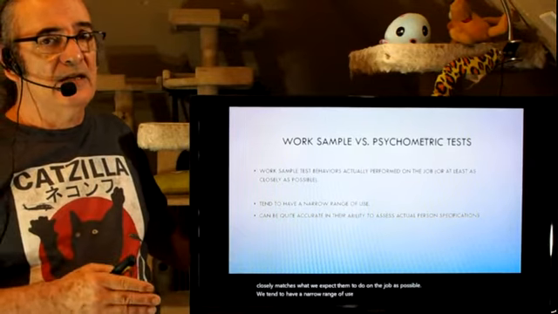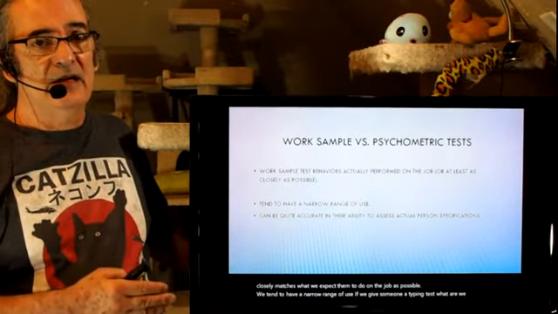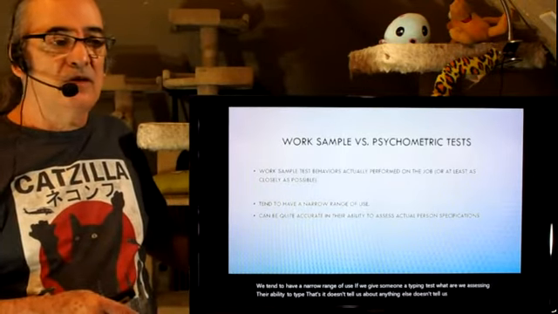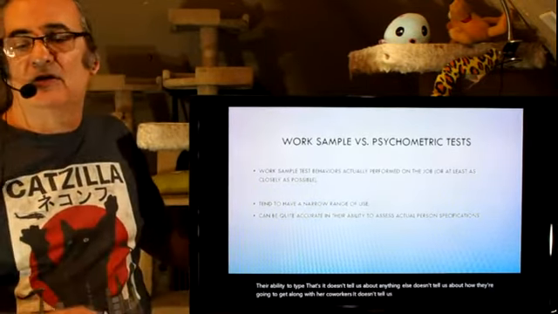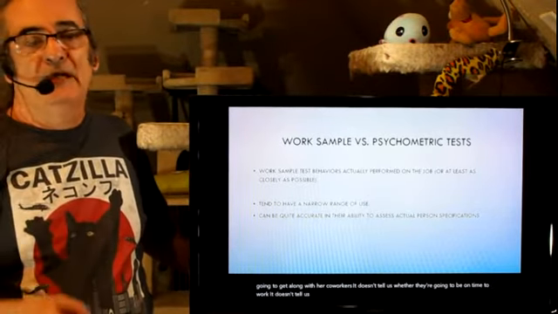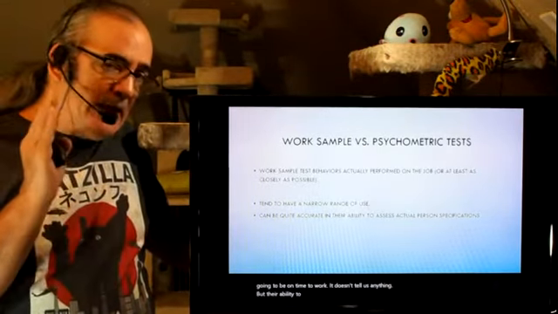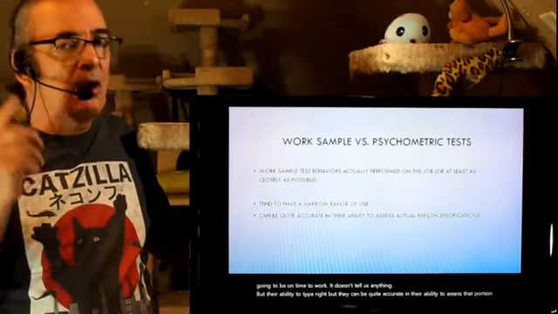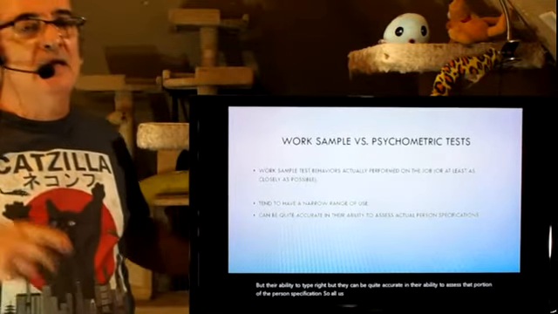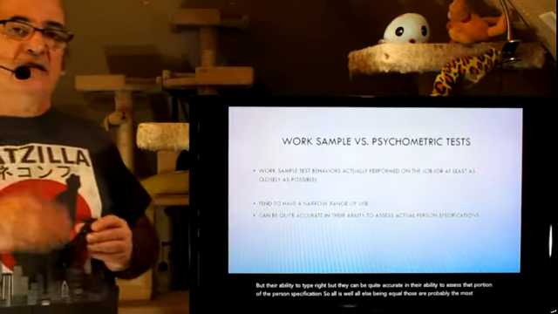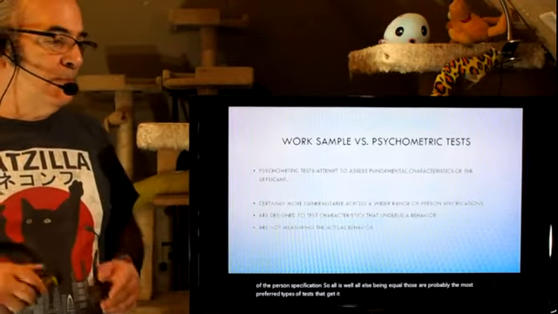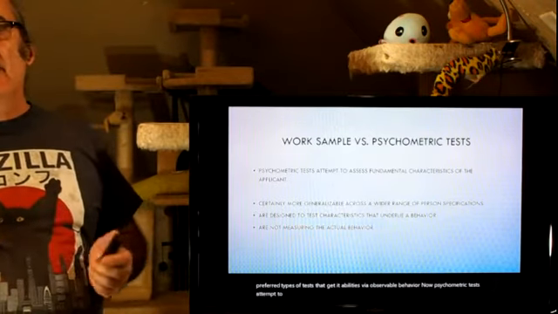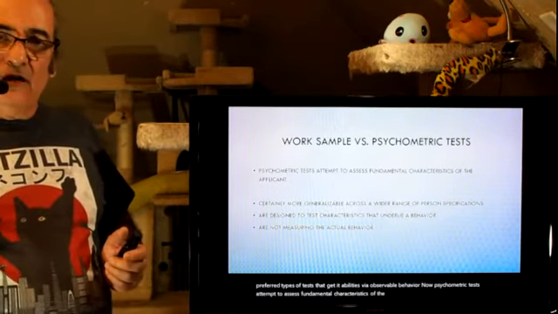If we give someone a typing test, what are we assessing? Their ability to type. That's it. It doesn't tell us about anything else. It doesn't tell us how they're going to get along with their coworkers. It doesn't tell us whether they're going to be on time to work. But they can be quite accurate in assessing that portion of the person's specification. So all else being equal, those are probably the most preferred types of tests that get at abilities via observable behavior. Now, psychometric tests attempt to assess fundamental characteristics of the applicant, and they can generalize a great deal more.